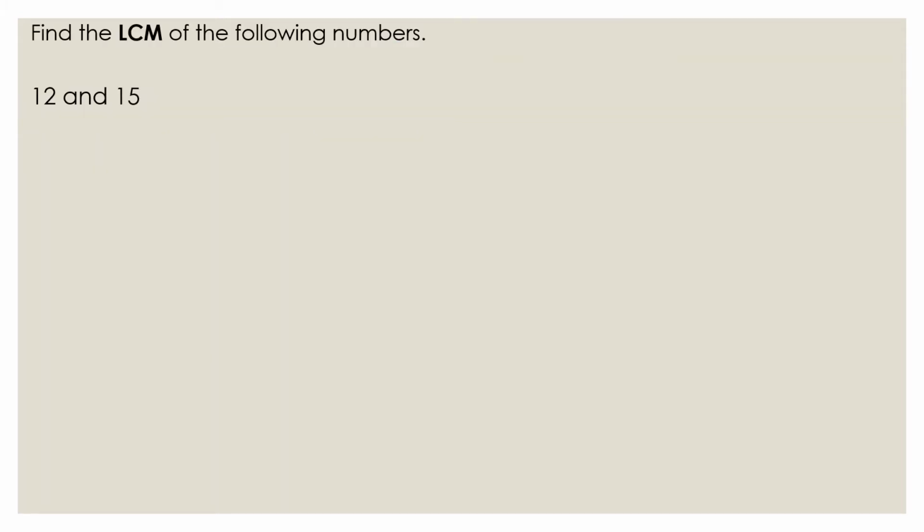So you're going to try one by yourself now. So let's find the lowest common multiple of 12 and 15 with your preferred method. Okay, so I prefer doing prime factorization, so I'm going to do it that way.